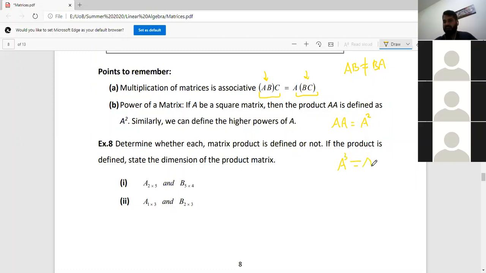So you already got A square, right? Now if you multiply it one more time with A, you will get A cube. Similarly, if I multiply A cube with A one more time, I will get A power 4. So you can reach any power of a matrix by multiplying it by itself. Okay.